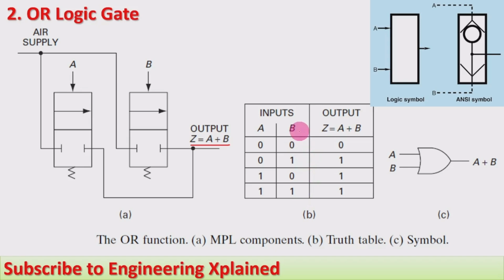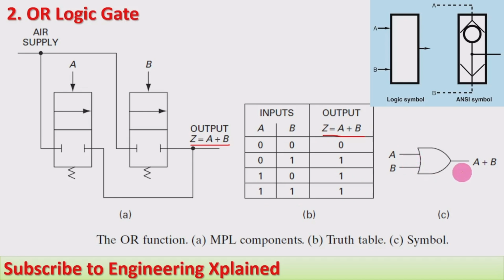For this truth table of the OR gate, if both inputs are lower, the output will be lower. If A is lower and B is higher, the output will be higher. If A is higher and B is lower, the output will be higher. If both A and B are higher, the output will be higher. We take that as Z equals A plus B.